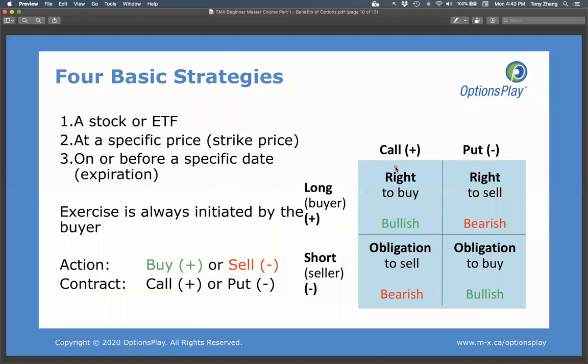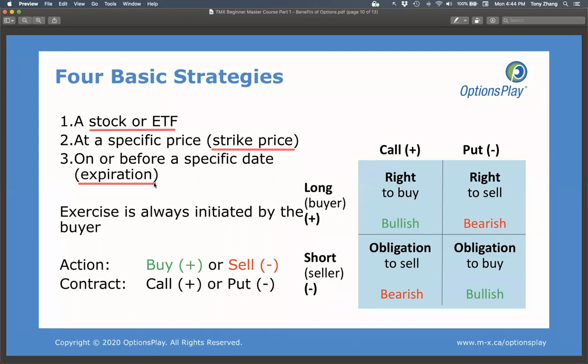Now, with each contract, you have a stock or ETF, you have a strike price, and you have an expiration date. So you have to define what stock you're going to buy or sell, what price you're going to buy or sell it at, and what date you have until to do that trade, right? And whether you're a buyer or seller.